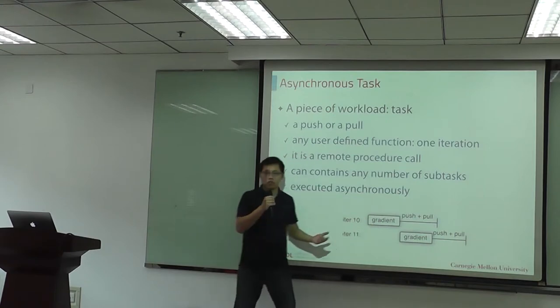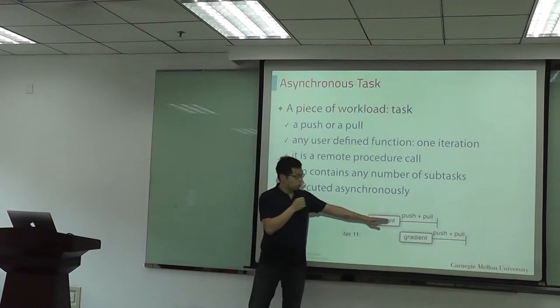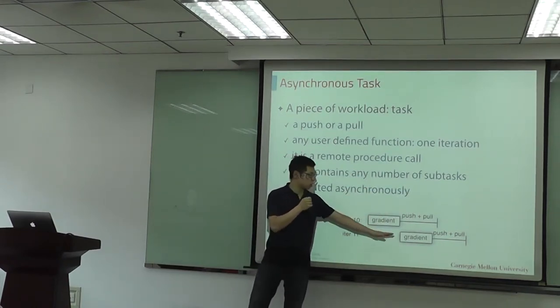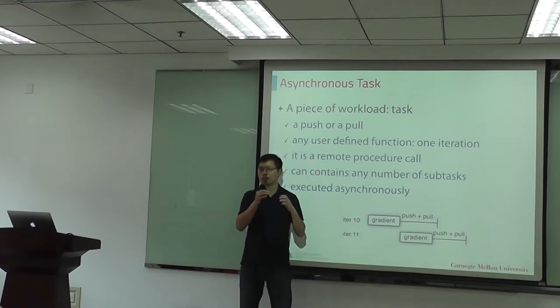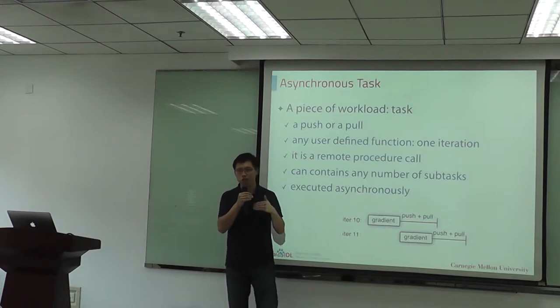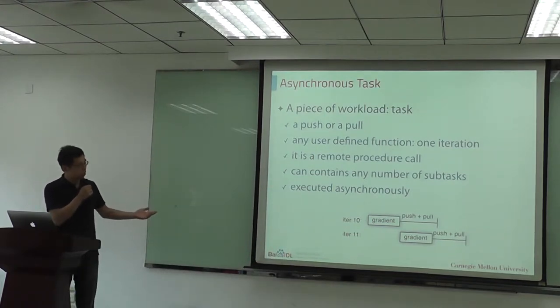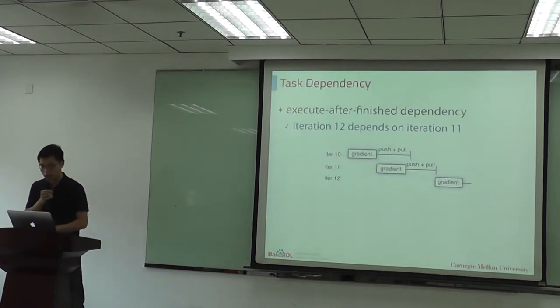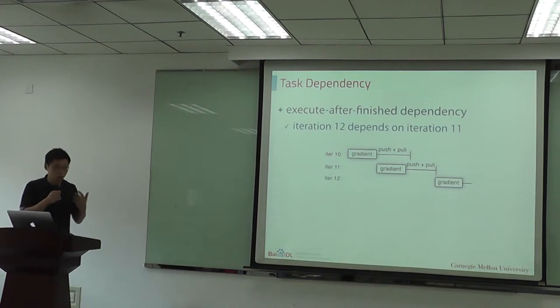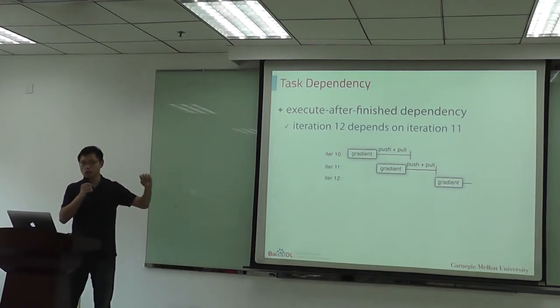What is the natural thing you can do? For the next iteration, you do not wait for the value back from the server. You just start, you compute gradients, maybe using some old model. So there's some data inconsistency. In this case, you can keep the CPU busy and you can keep the network busy. But this is not usually a good idea because the iterations use some old values.